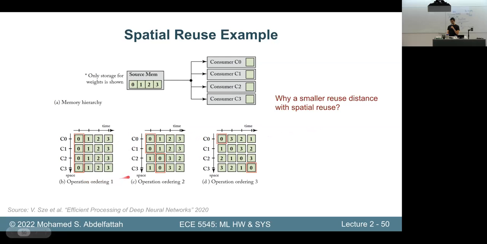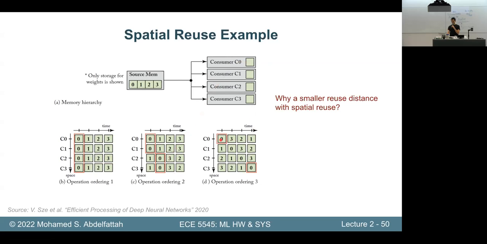Operation ordering 1, right. So we have 4 consumers here, and by consumer, we just mean PEs again. So I'm plotting here the time and what data is being used in which consumer. If I have this specific operation ordering, then I can load this 0 once and broadcast it to all consumers. So it's a single memory access. Now, if I have this operation ordering, I have 2 memory accesses to fill those slots of the consumers.